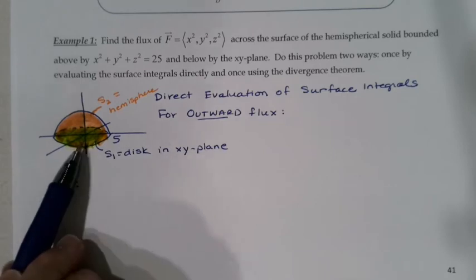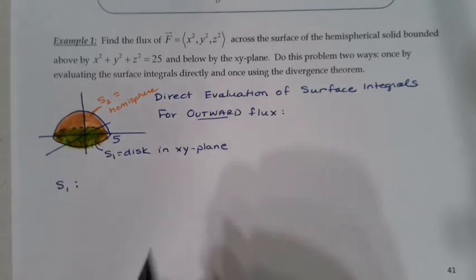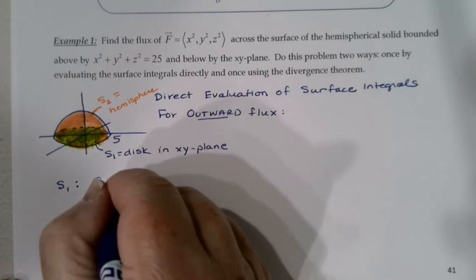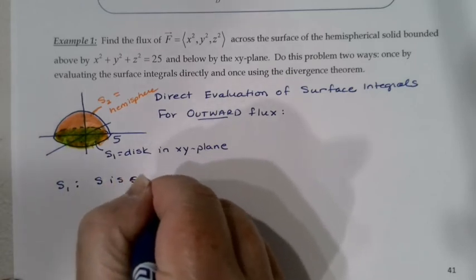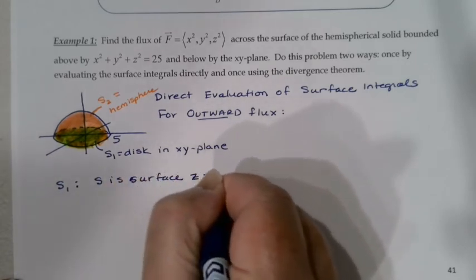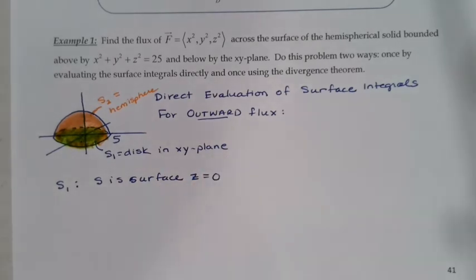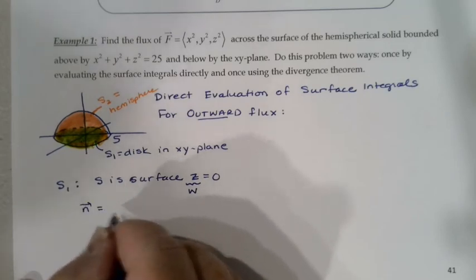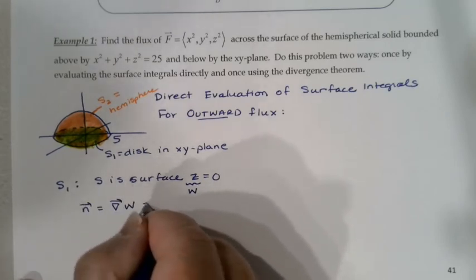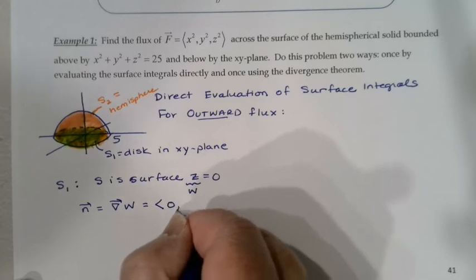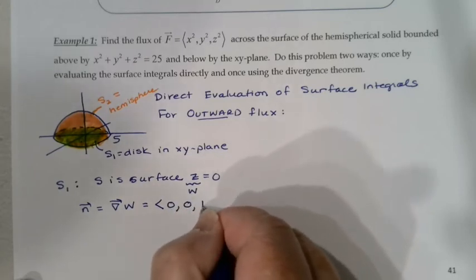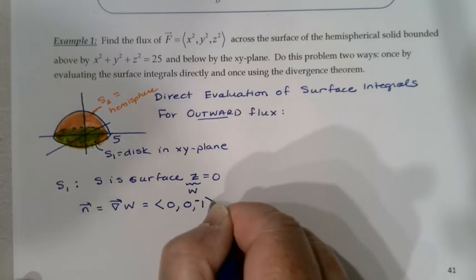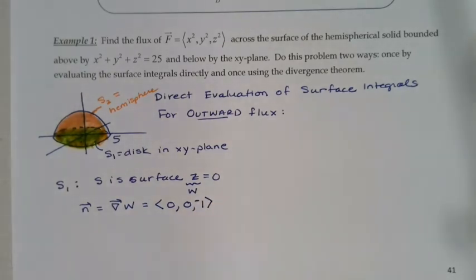All right, S1 is this disk in the xy plane. So S is the surface z equals 0, the xy plane itself. That means since this is already equal to 0, I don't need to work very hard to get the w this time. This is the w. And so my normal vector, the gradient of w, would be 0 with respect to x, 0 with respect to y, and actually I think I'm going to have to go with -1 with respect to z. I just realized I probably wrote that down wrong.